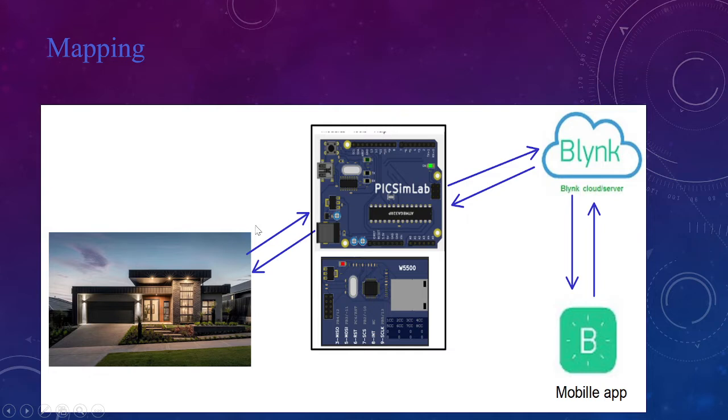This is how we can map the devices to the Arduino Uno, and we have used an Ethernet cable as there is no Wi-Fi or internet connected to the Arduino Uno, and these are connected to the Blynk cloud server, and we can operate the devices using the Blynk mobile app.